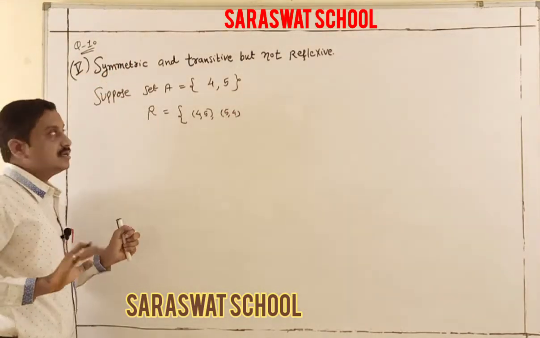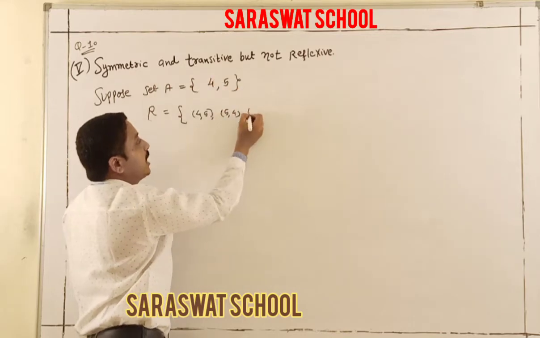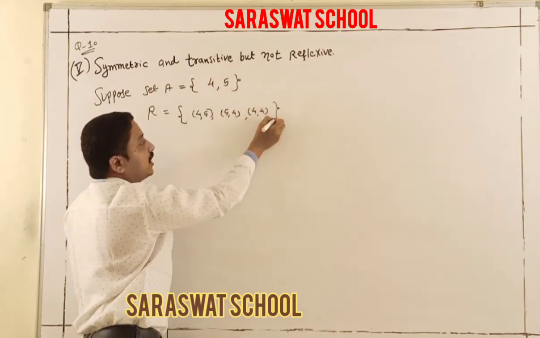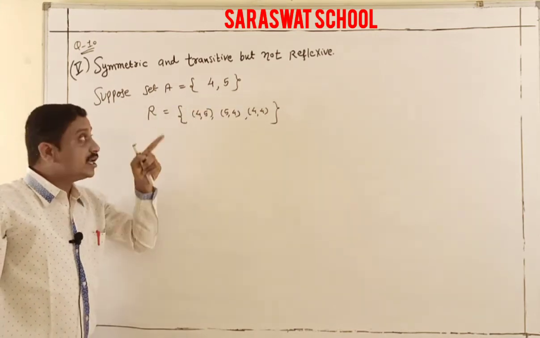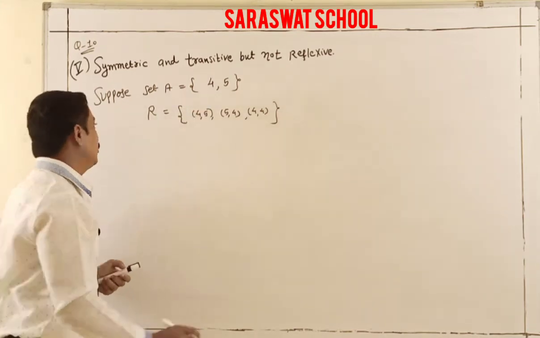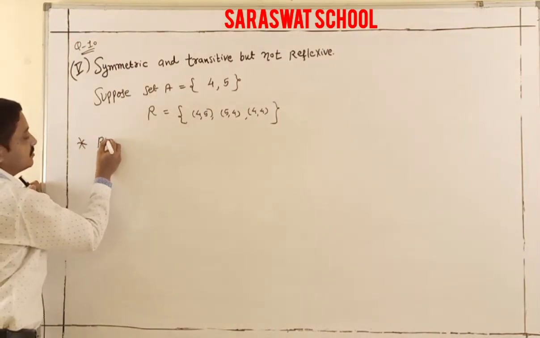Definitely symmetric done. Transitivity also done here, but not reflexive. One pair you take equal, the other one take equal. Other we cannot write 5, 5, otherwise it is reflexive. Now apply the solutions checking wise. First of all, reflexive check.